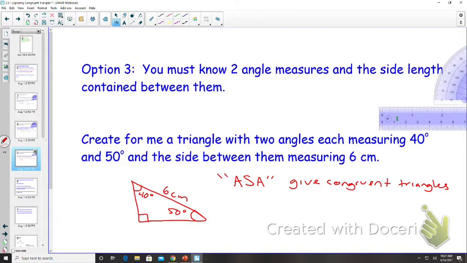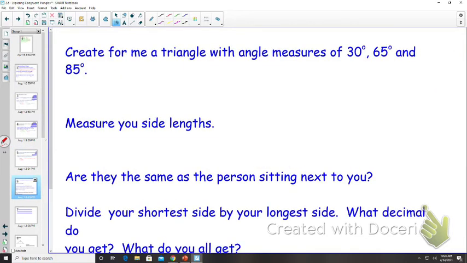So those are the 3 that we know. So we know SSS, side, side, side. We know SAS, side, angle, side. And we know ASA, angle, side, angle, and it needs to be in that order. So this will give us congruent triangles. So let's get into an example. Oh, we have one more. Let's skip that. Oh, fine.